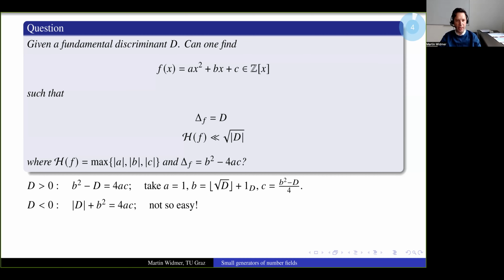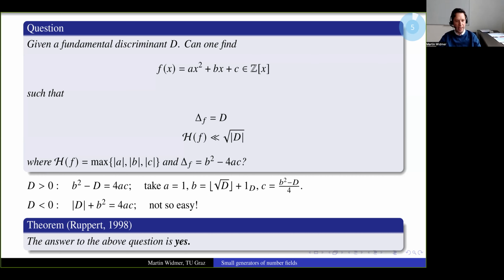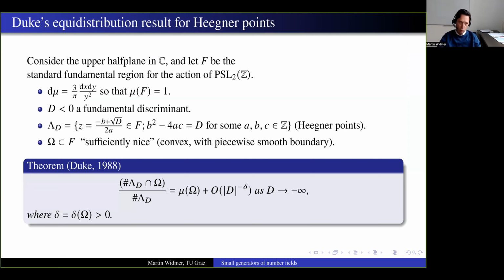Now, if d is negative, then the task is to add squares to the modulus of d in order to produce a number which is a product of two numbers, both of the size square root of d. And this is not so easy, but Ruppert observed that even in this case, the answer to the question is yes, such a polynomial does exist. And what Ruppert found was that it is a simple consequence of a beautiful equidistribution result of Bill Duke.